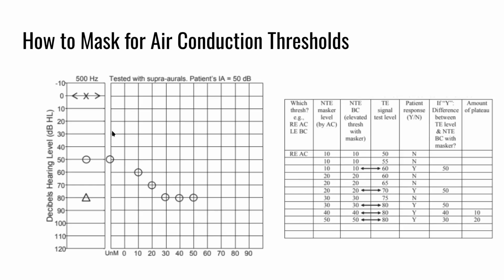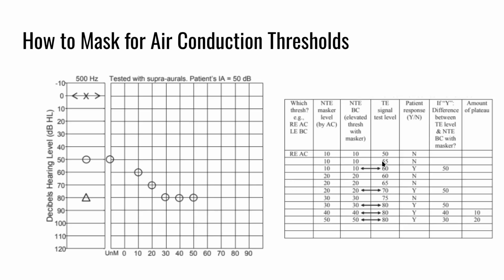And this here on the y-axis is our tonal presentation level to the right ear. On the x-axis is the masking noise to the non-test ear. So first, we start off by adding 10 dB sensation level to the non-test ear. So 10 dB sensation level would bring the masker in the non-test ear, the left ear, from 0 to 10 dB. That's going to put us at 60 dB HL.